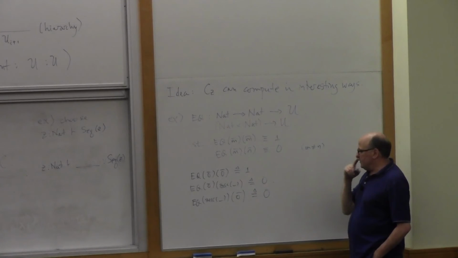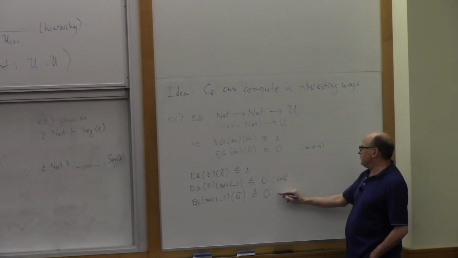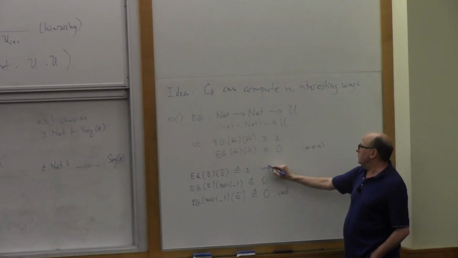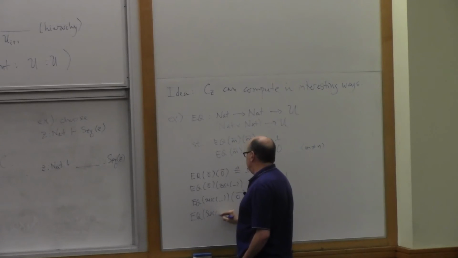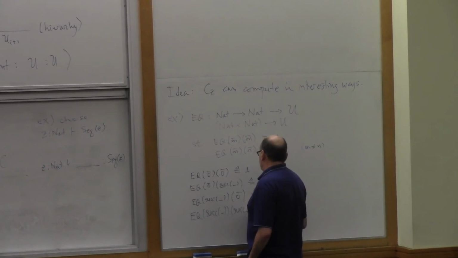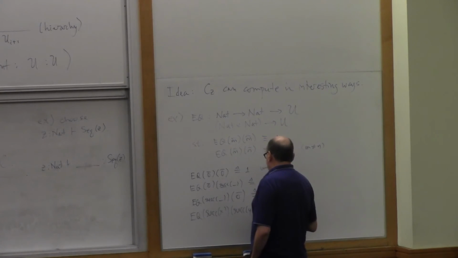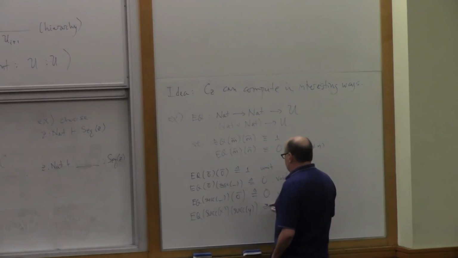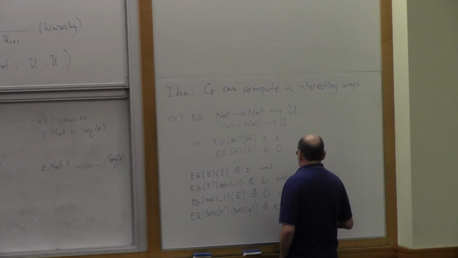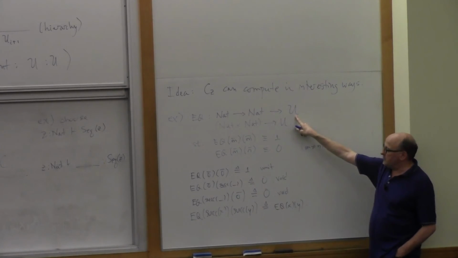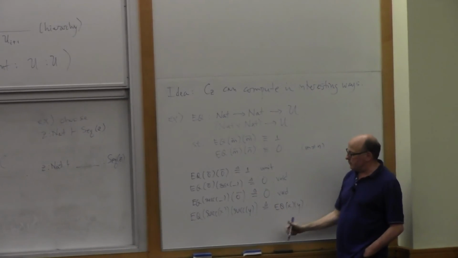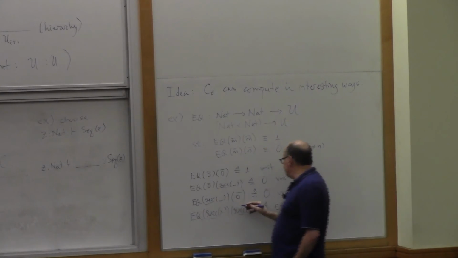And void, the actual void, not the fake void, unit. And you want it to satisfy, I'm writing it in a way that will suggest how to write the code: successor of x and successor of y. I want that to work out to be EQ of x, y. So you see what I'm doing here. I'm computing a type as a function of two natural numbers by examining the natural numbers and going through all of these cases.